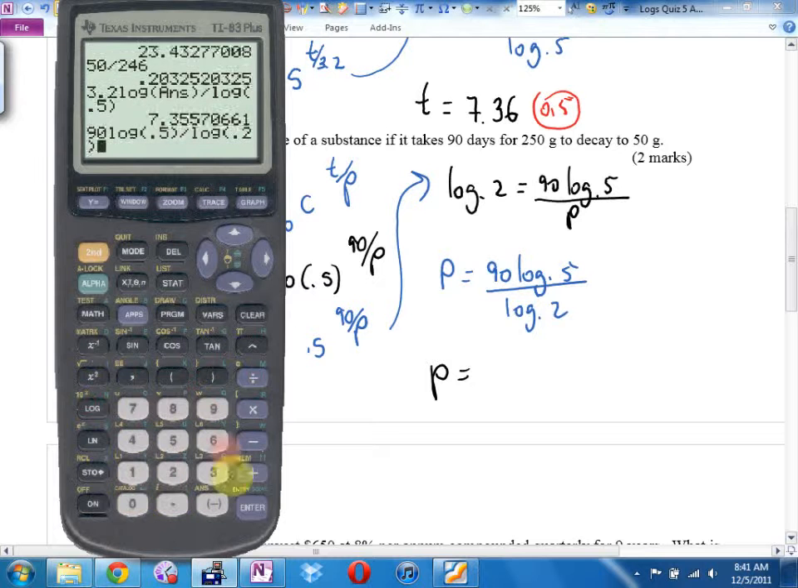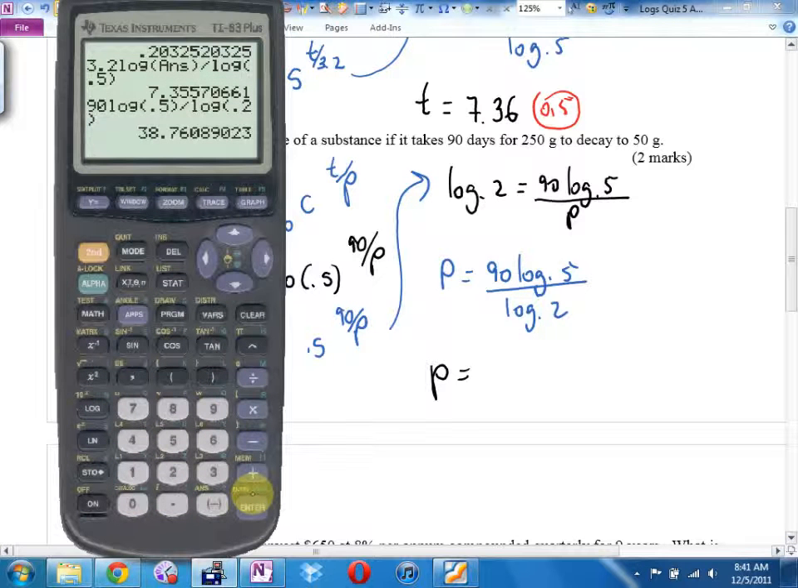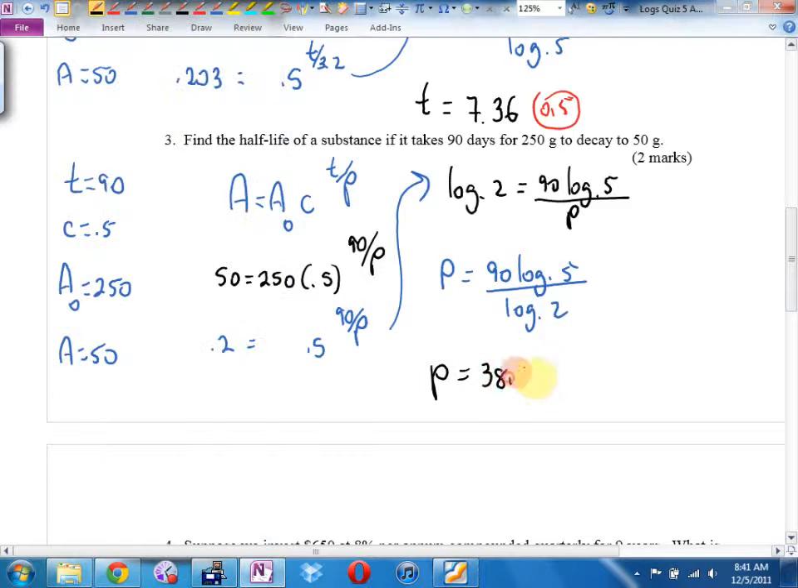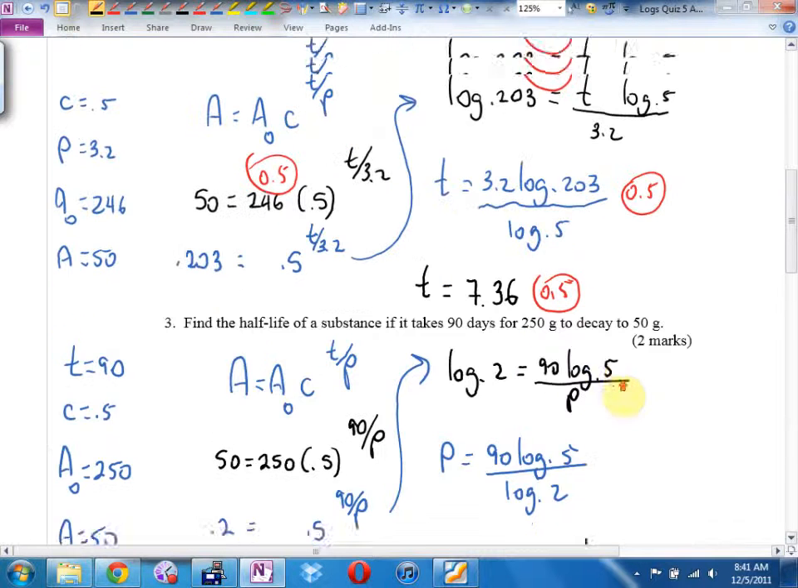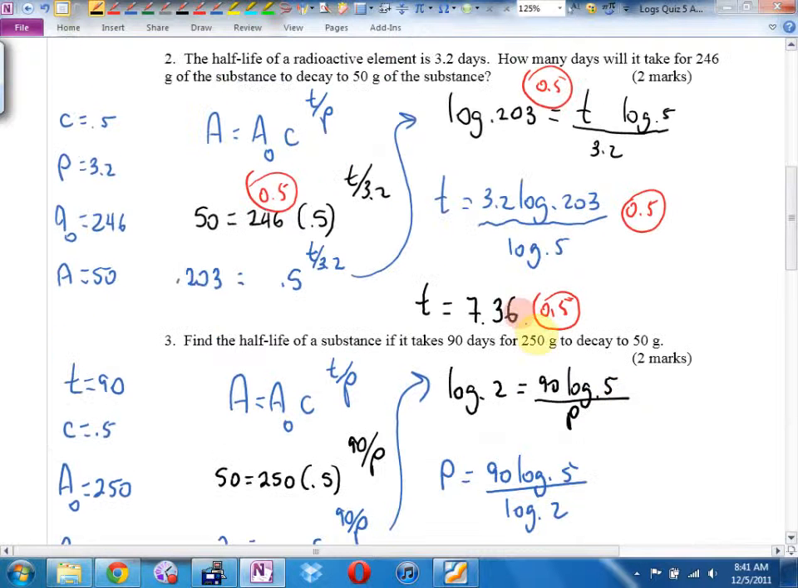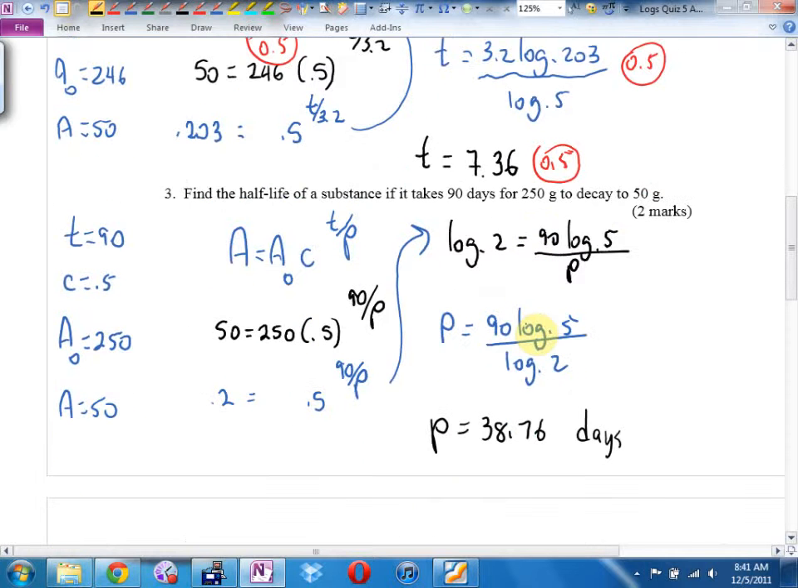You get 38.76? 38.76 days. Once again, I'd give a half mark for each step I saw, and a half mark for the answer.